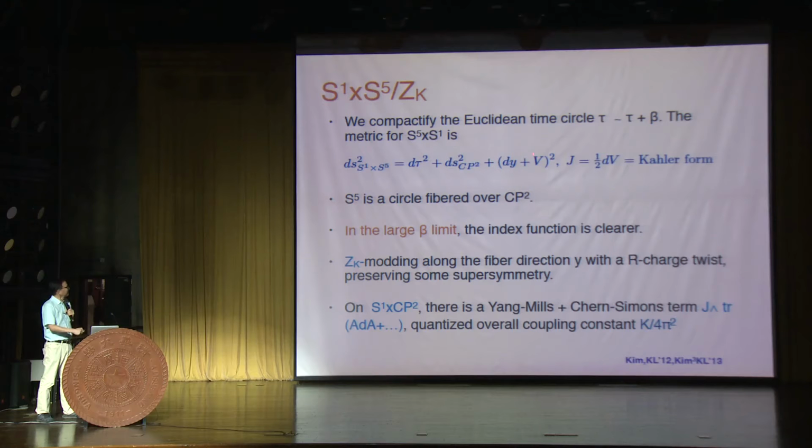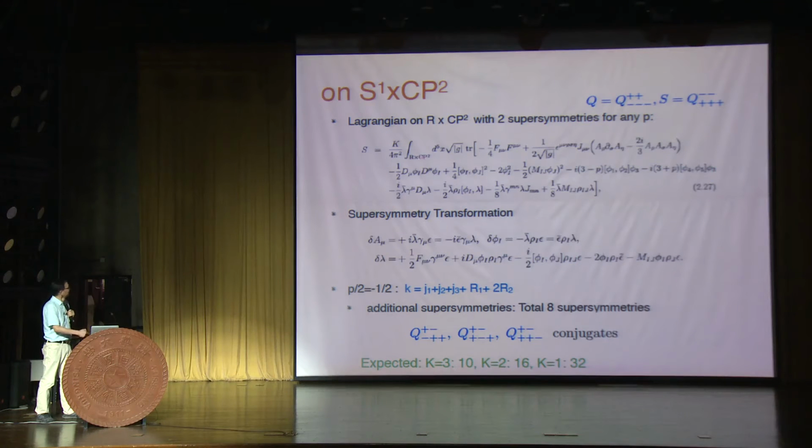And one can mold out this circle by ZK with a certain twist which preserves supersymmetry. And then in the very large K limit, where the circle is very small, one goes to the limit where we have a time circle with CP2 space, in which case one can write a Lagrangian. And here is a Lagrangian.